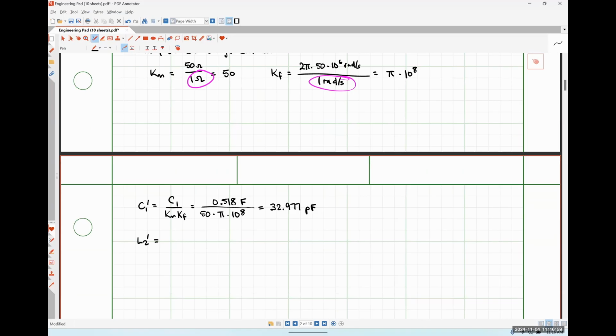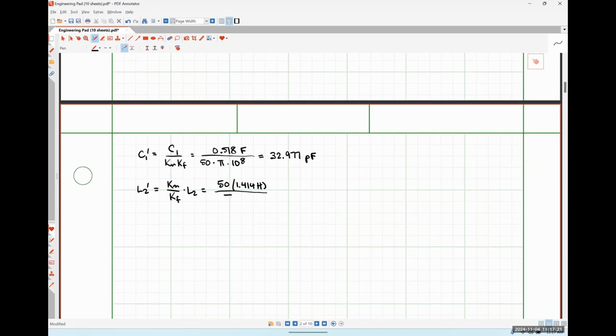L2 prime is going to be Km over Kf times L2. So that's going to look like 50 times 1.414 henries, all over pi times 10 to the 8. And that gives me 225.045 nanohenries.